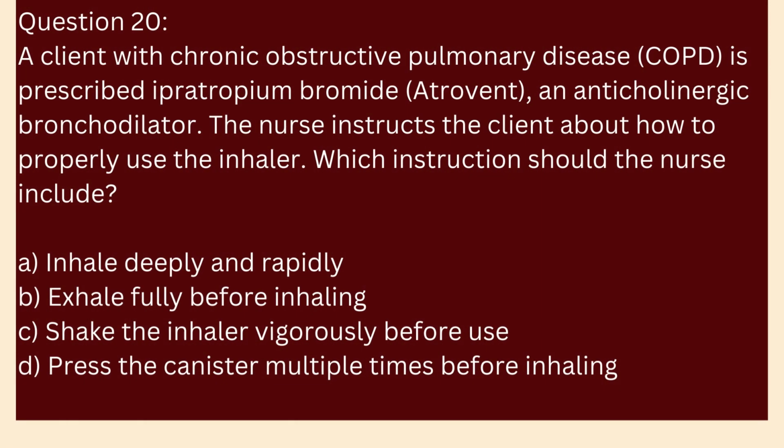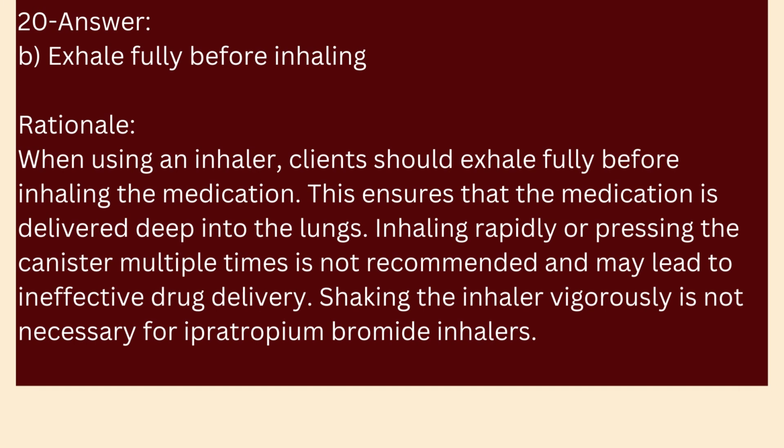Question 20. A client with chronic obstructive pulmonary disease, COPD, is prescribed ipratropium bromide, Atrovent, an anticholinergic bronchodilator. The nurse instructs the client about how to properly use the inhaler. Which instruction should the nurse include? A. Inhale deeply and rapidly. B. Exhale fully before inhaling. C. Shake the inhaler vigorously before use. D. Press the canister multiple times before inhaling. Answer: B. Exhale fully before inhaling.